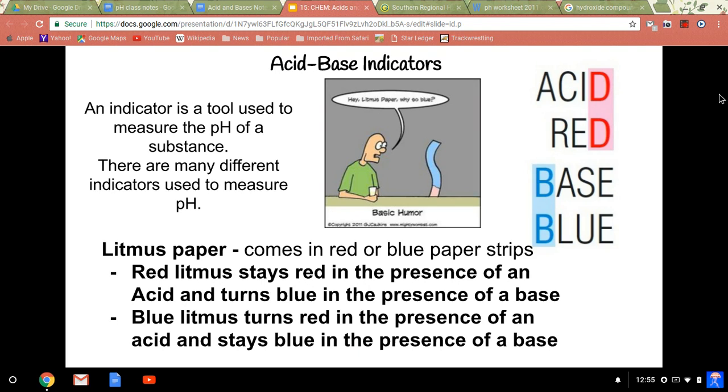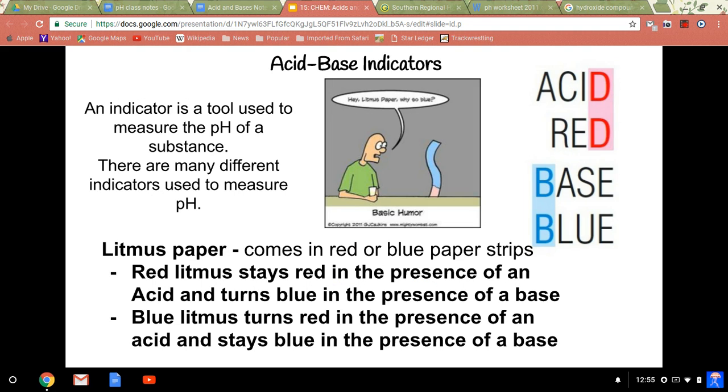So red litmus paper would remain red if it was an acid, and if it was a base, red litmus paper would turn blue. On the other hand, blue litmus paper would turn red if you were testing an acid, and it would stay blue if you were testing a base. So this is kind of a good clue to give you an idea if you're working with acids and bases.